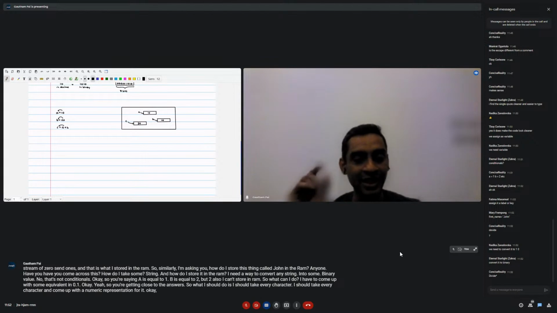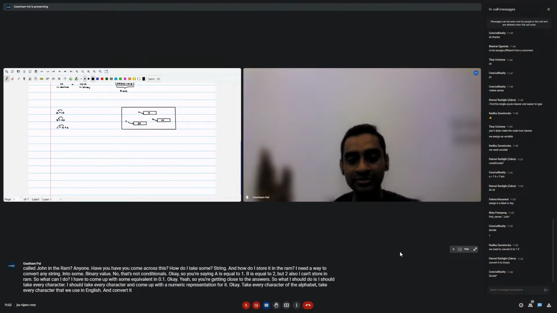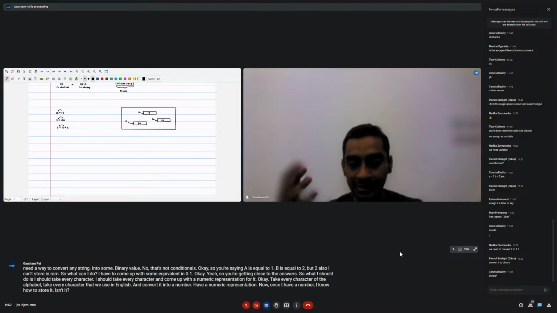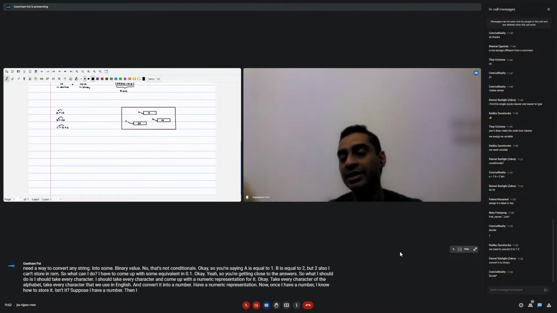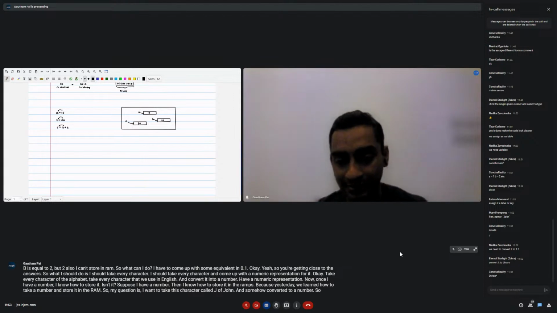Take every character of the alphabet, every character that we use in English, and convert it into a number, have a numeric representation. Now, once I have a number, I know how to store it, isn't it? Because yesterday we learned how to take a number and store it in the RAM. So my question is, I want to take this character called J of John and somehow convert it to a number. So how do we do that?